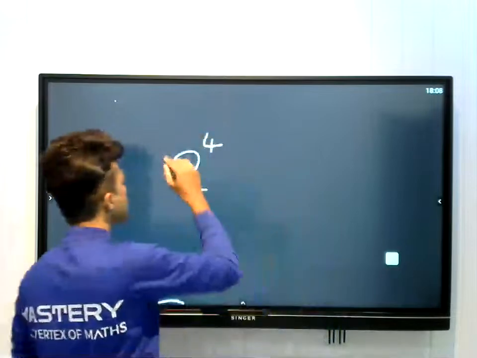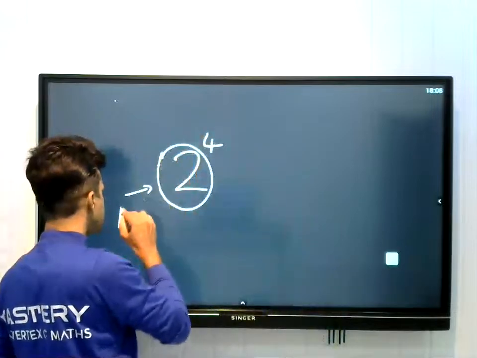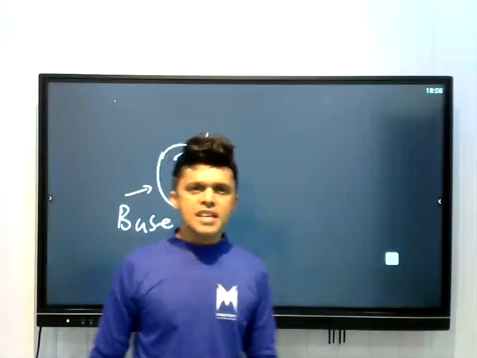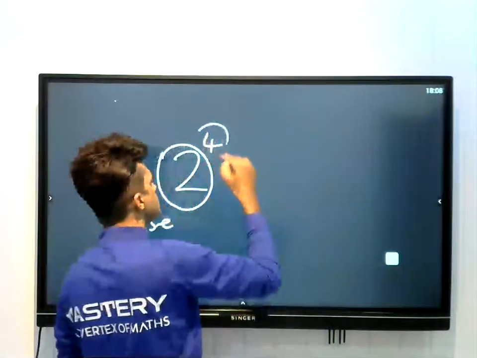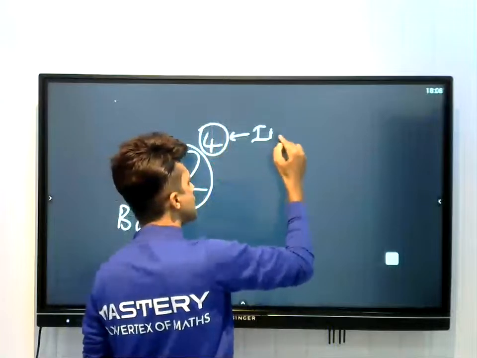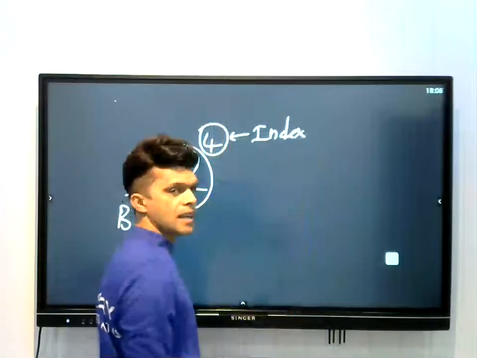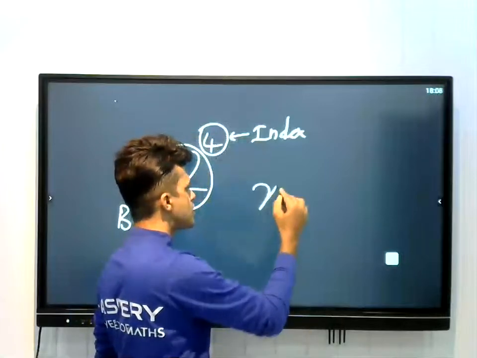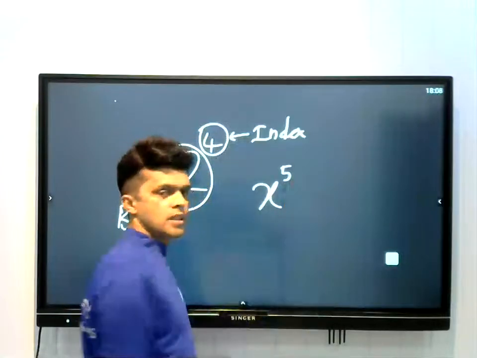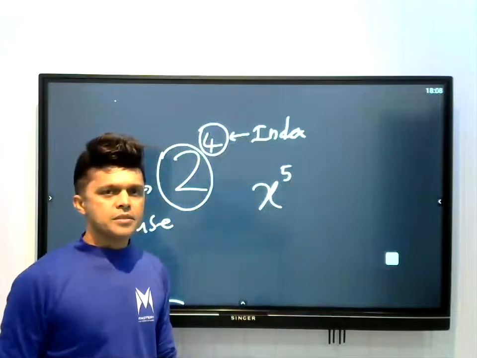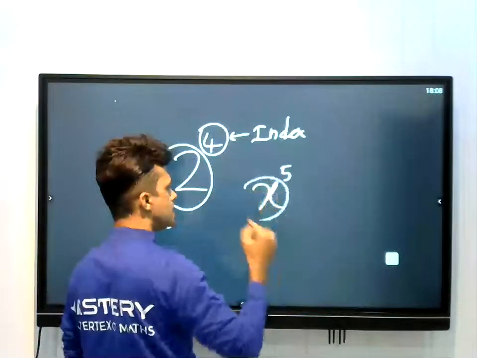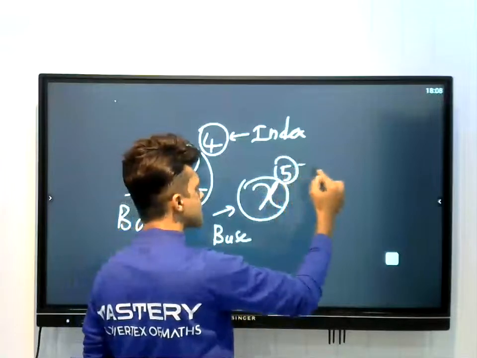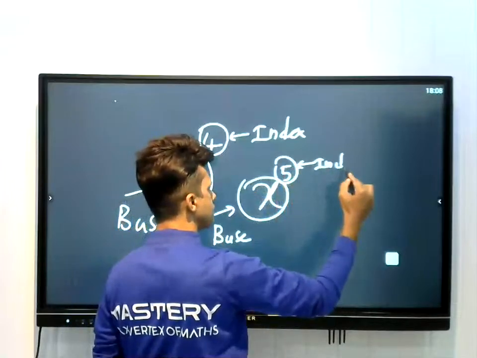So here, we name this as the base. This is the base. What is the index? The index is this one. This is the index. When it comes to x to the power 5, what is the base here? The base is x. What is the index? The index is 5.